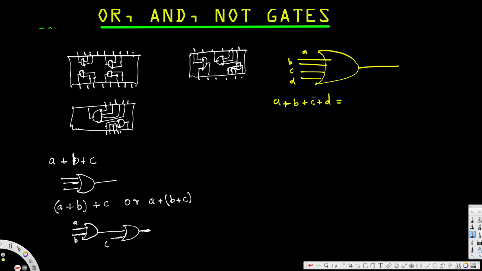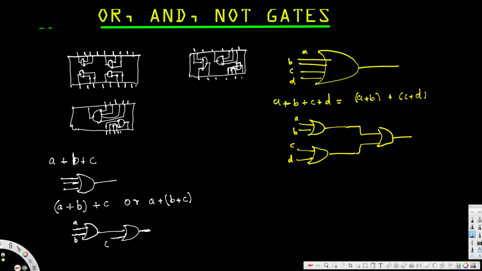So instead of this one, if we only have 2 input OR gates, what we can do is write this as A plus B plus C plus D, and let's see how it's going to look. We are going to have A plus B like this, and then we will have C plus D like this, and both of them are connected to another 2 input OR gate. So it's going to look like this, and this is going to give the same output.